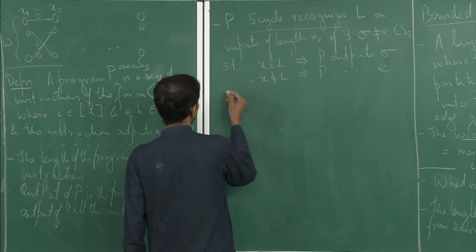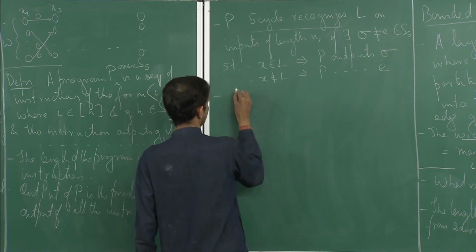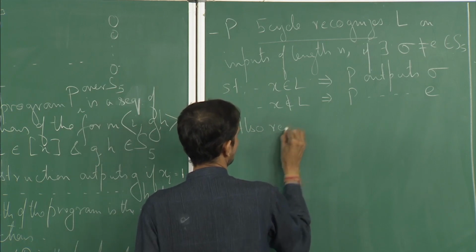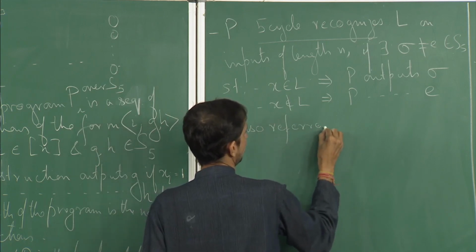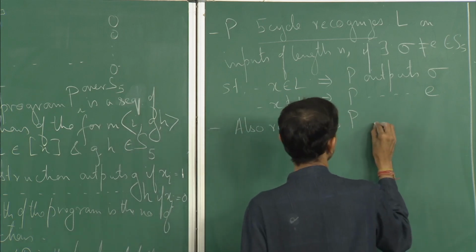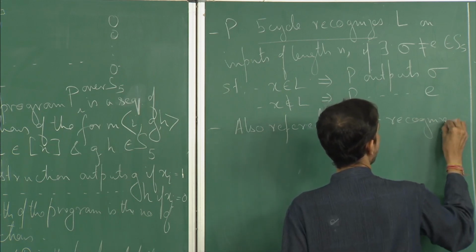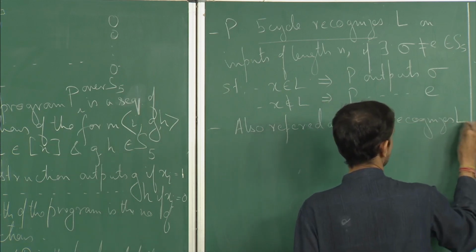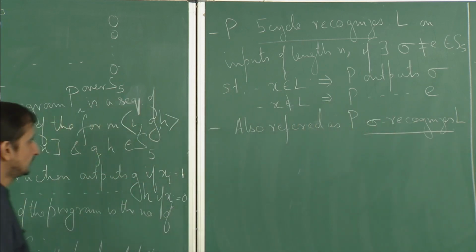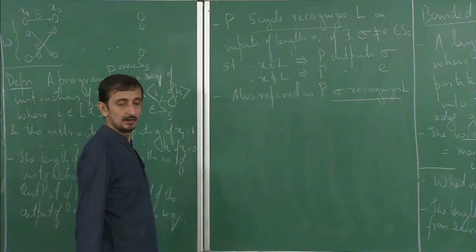Now, we also refer to this as P sigma recognizes L. So if such a thing happens, we say that the program P sigma recognizes L.